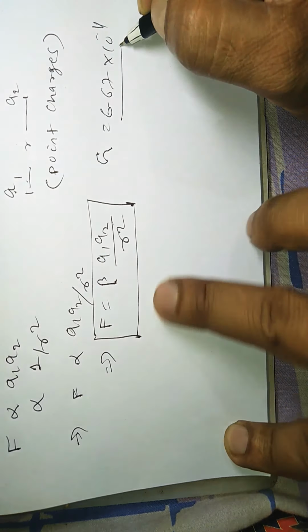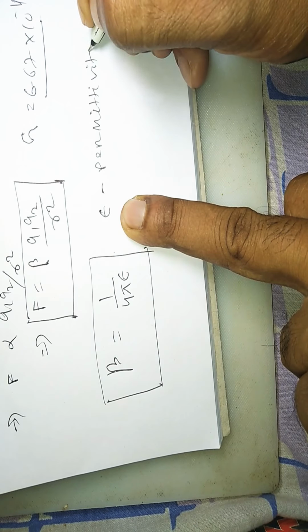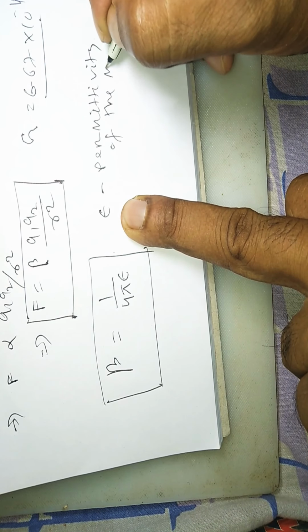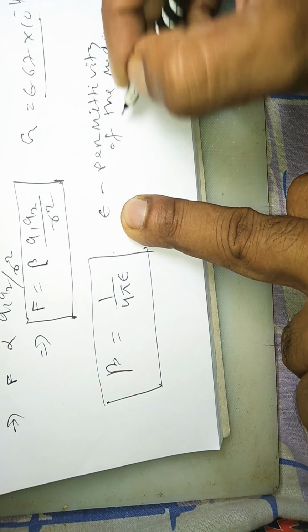To know more about beta, let us talk about it here. Beta is 1 by 4 pi epsilon, where epsilon is permittivity. You can follow the name: the symbol epsilon is called permittivity, the permittivity of the medium inside which the bodies are placed. Now what is permittivity? It indicates the magnitude of the strength of the medium of conducting the charges.